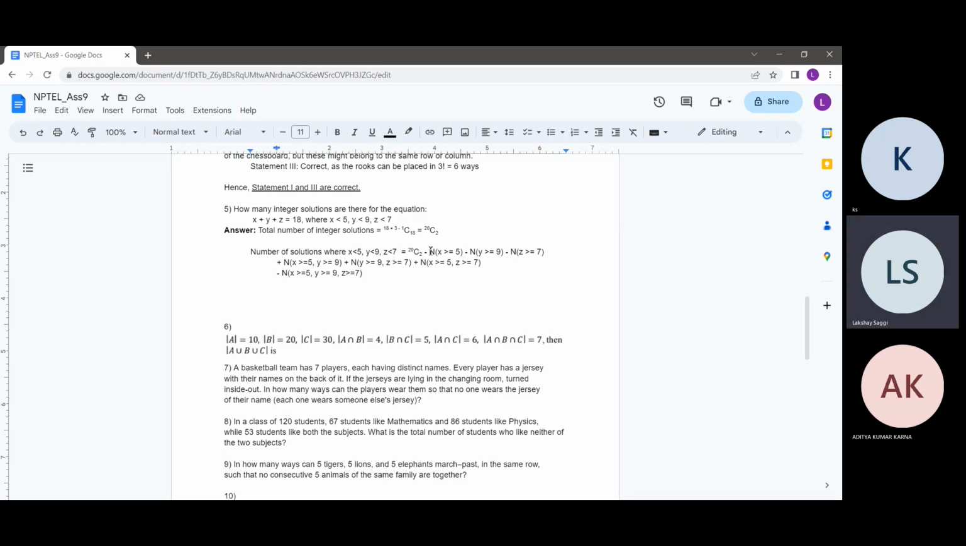So now we need to find the value of each of these terms individually, all of these terms. So n of x is greater than or equal to 5 means we need to find the number of solutions where the value of x is greater than or equal to 5.